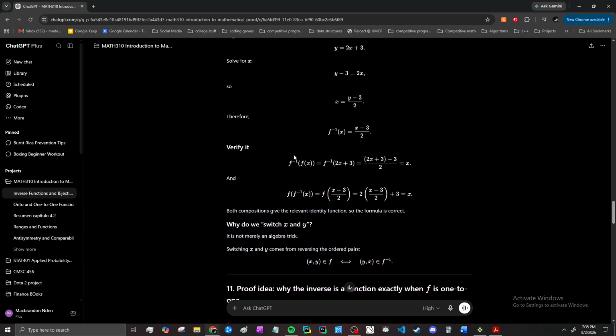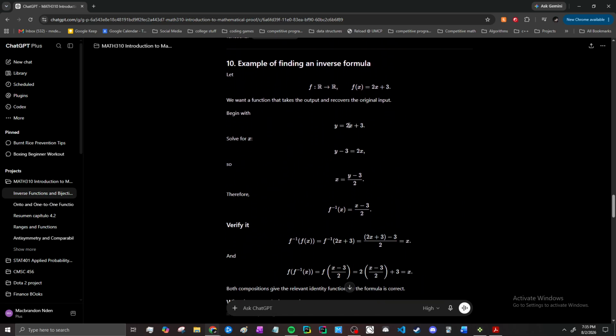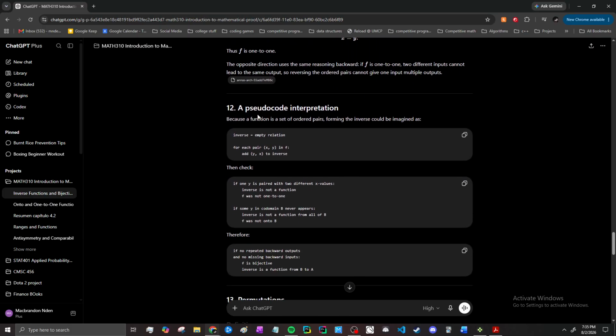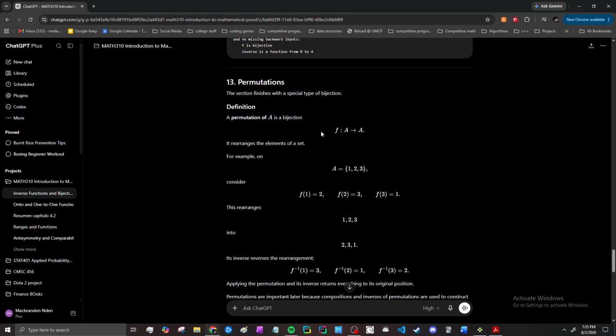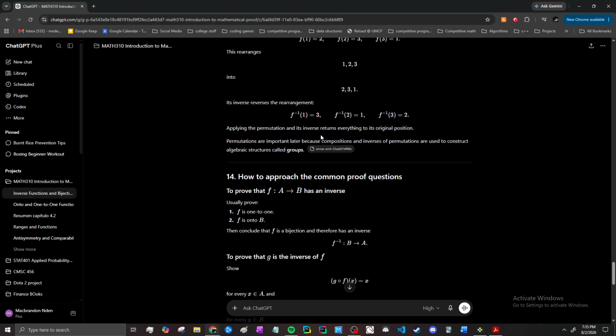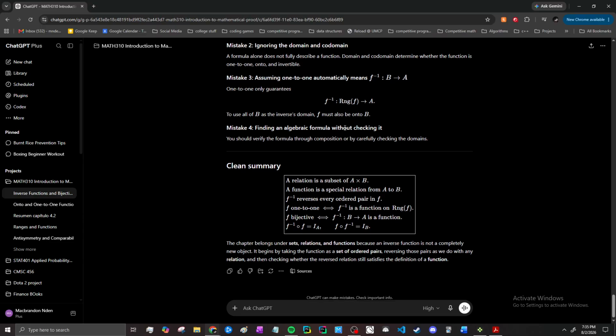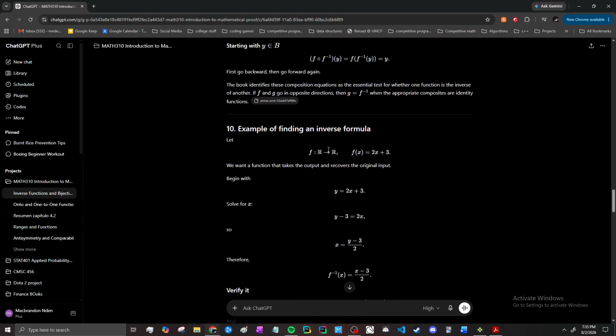Oh, the inverse formula, that's just simple. Just reverse it. So 2x equals 3. Just swap y and x. Permutations, interesting. How to approach common proof questions. Common mistakes. Okay, so there's 15 points.